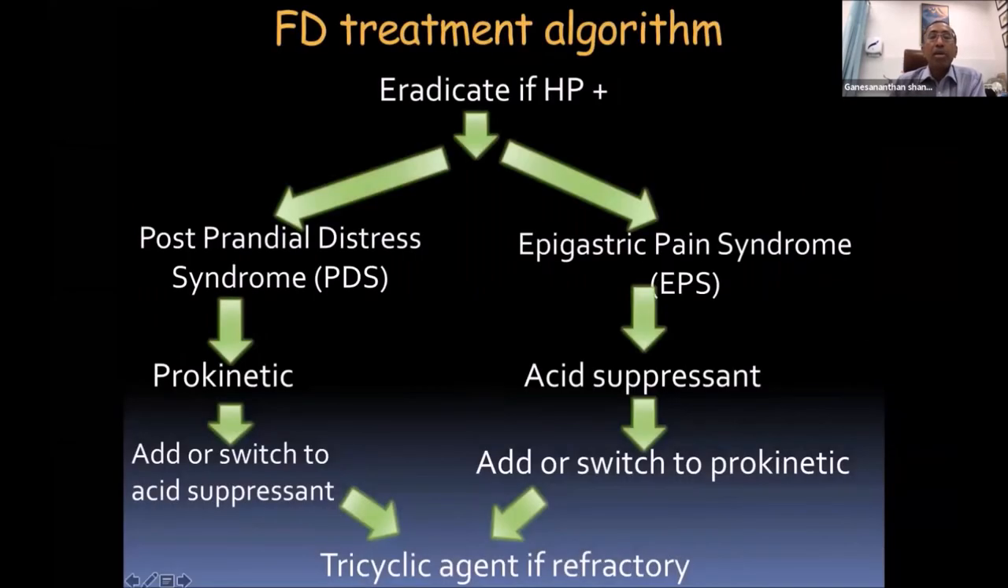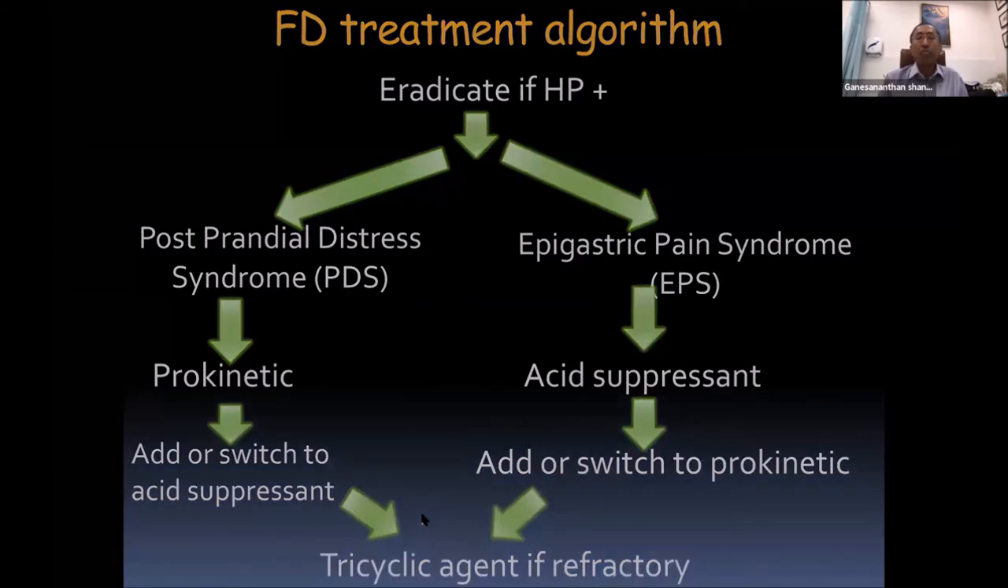Okay, now, in conclusion, postprandial distress syndrome and epigastric pain syndrome are treated differently. Here, a prokinetic agent with or without an acid suppressant. Here would be an acid suppressant with or without a prokinetic agent. We can do a switch after that. If you fail therapy, then you look for another cause of it.